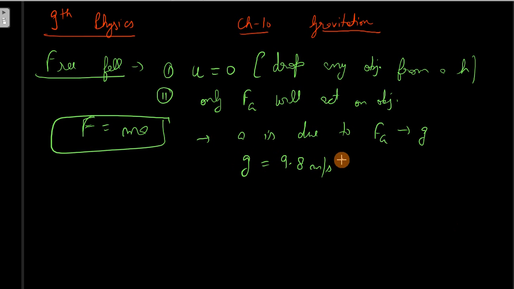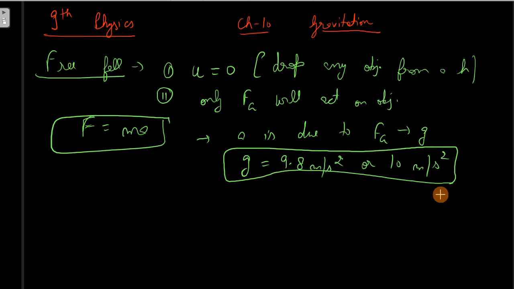meter per second square. We might have used this value while solving numericals from chapter number 8 and 9 also, and we can take it as 10 also. It is given in the question whether you have to take 9.8 or 10. If it is not given, you will go with 10. It will just make your calculations easy.